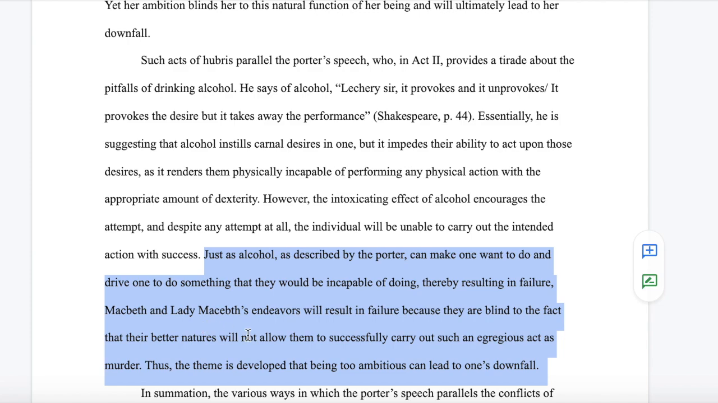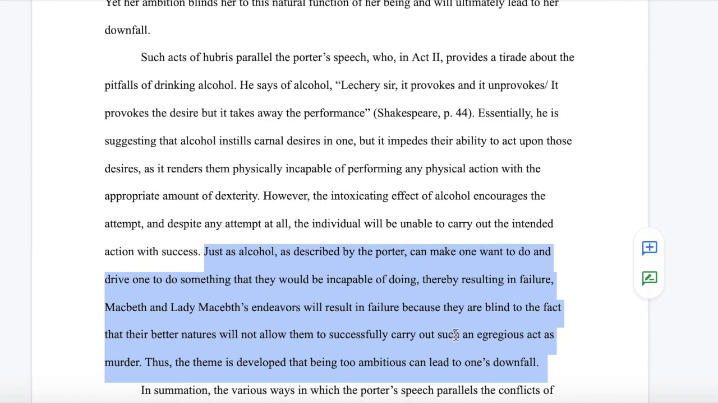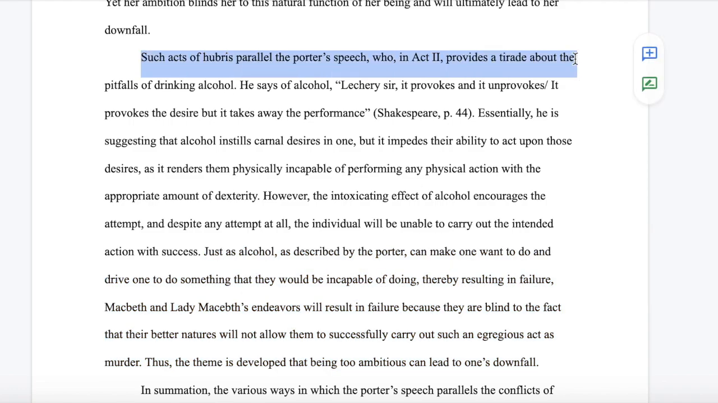That's the same case with Macbeth and Lady Macbeth in their endeavors, because they're going to result in failure because they're going to be blind to the fact because they're so drunk, figuratively, off of their ambition that they are going to fail in their plans ultimately. So again, I explain how the text evidence proves this subclaim. And you always want to relate your text evidence back to your subclaim.